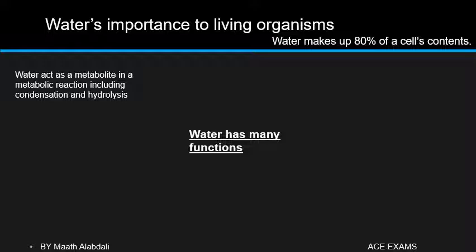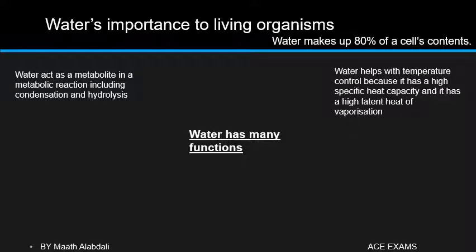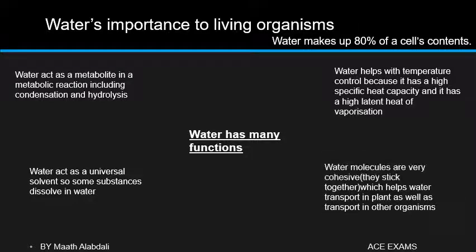So the second function is that water helps with temperature control because it has a high specific heat capacity and it has a high latent heat of vaporization, which I'm also going to go through in detail in the next slides. Water also acts as a universal solvent, so some substances dissolve in water. One more function is that water molecules are very cohesive, so they stick together, which helps the water transport in plants as well as the transport in other organisms.